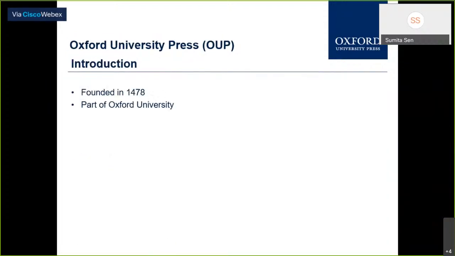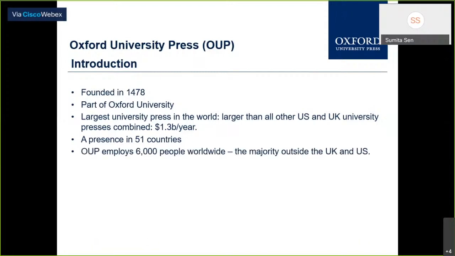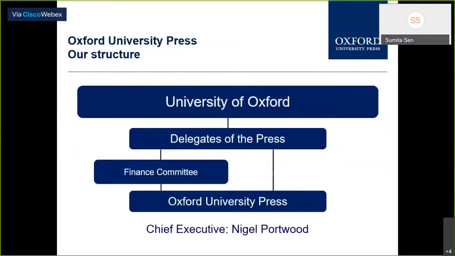So this is a brief introduction to the company, which I've already said. It's the oldest and largest university press in the English-speaking world. We publish about 7,000 new books and 370 journals in a year. And we have a presence in about 51 countries, which means we are there pretty much in every country in the world. You will find an OUP office somewhere.